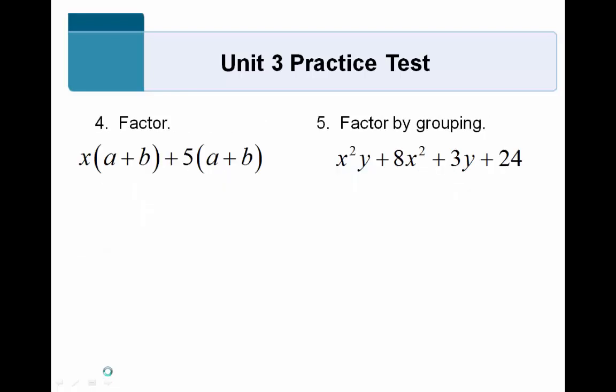Alright, now this is taking us into factoring by grouping. Number 4 just says factor. We have x times a plus b, and we have 5 times a plus b. Common factor a plus b. We're pulling it out.